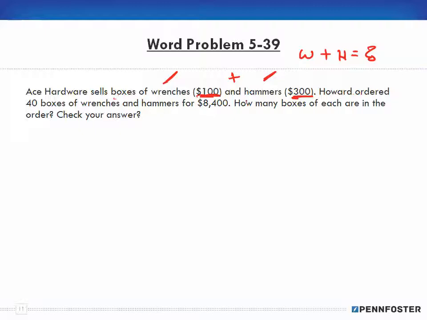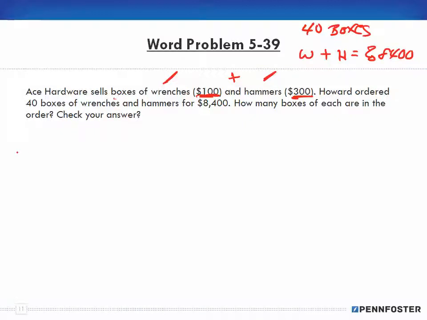It says Howard ordered 40 boxes of wrenches and hammers for $8,400. So that's going to be $8,400, right? But he ordered 40 boxes, right? Now, how many boxes of each are in the order? And check your answers. Okay, so we've got a couple of things going on here.